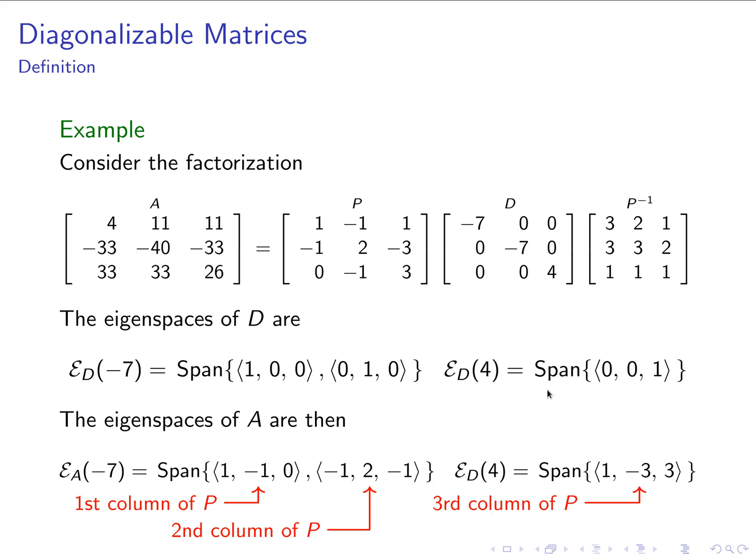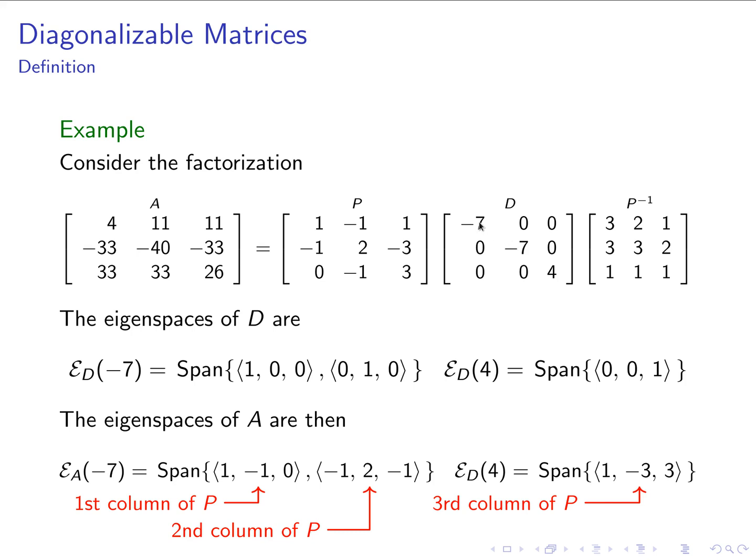So in this similarity relation, where A is expressed as a similar matrix to this diagonal matrix D, there's a very clear way to read the data for the eigenvalues and eigenvectors of A. The eigenvalues of A are located on the diagonal of D, and the eigenspaces of A are spanned by the columns of P corresponding to the appropriate entries on the diagonal of D.